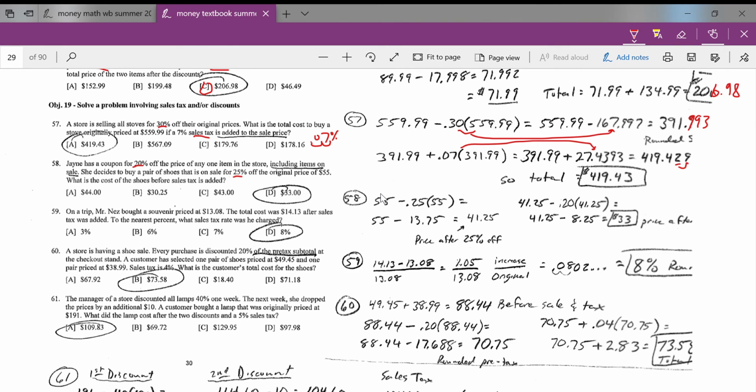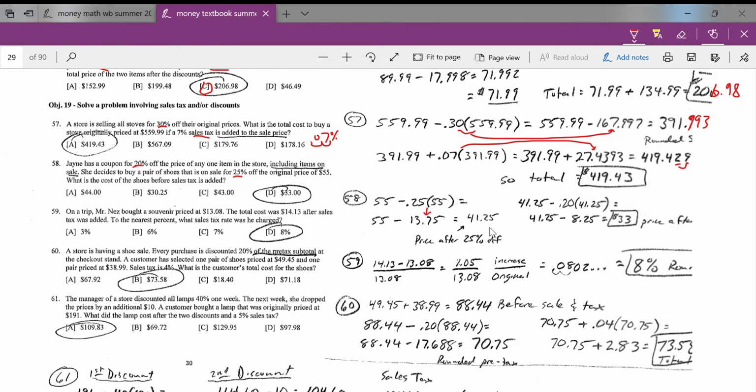So we start off with the sales price, which is 25% off. So that's 0.25 times 55. When we do that, we get the amount of the discount. So regular price is 55, discount's $13.75. We subtract. So the sale price is now $41.25.